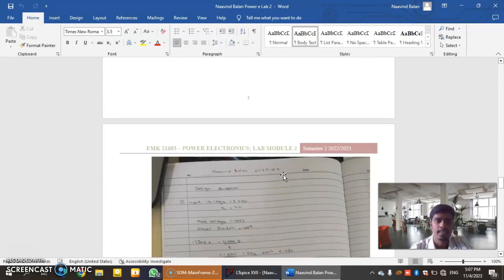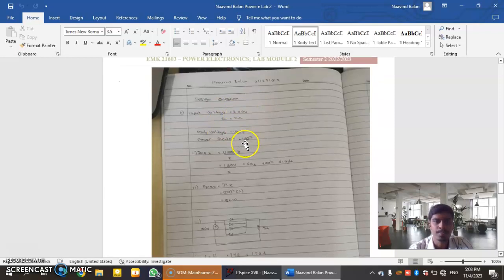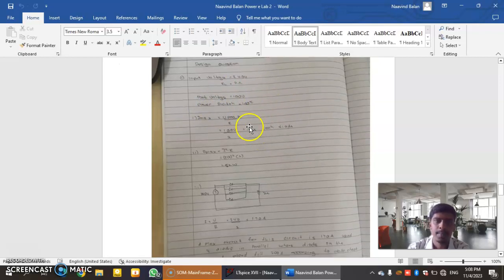And the design: the input voltage is 340. The R load is 2. So the peak voltage is 100. The power switch is 160 Celsius. To find the Imax, we take the peak over the resistor. So 100 divided by 2 is 50 ampere for each diode.